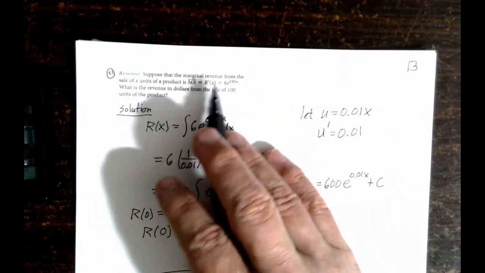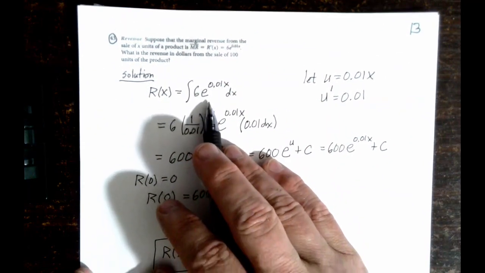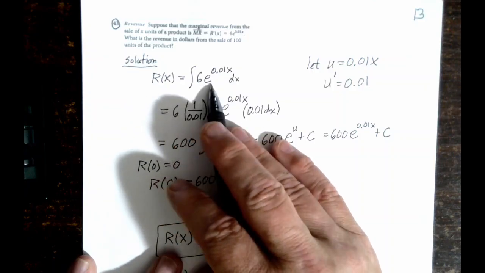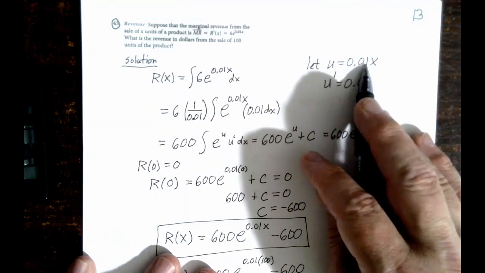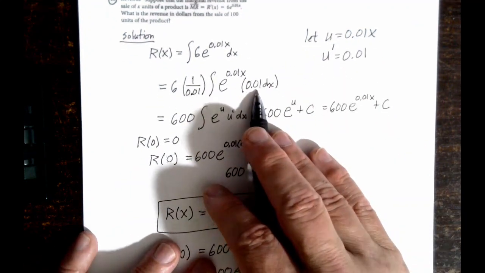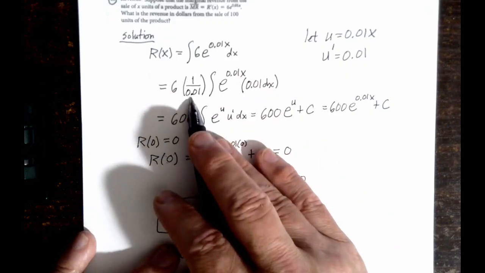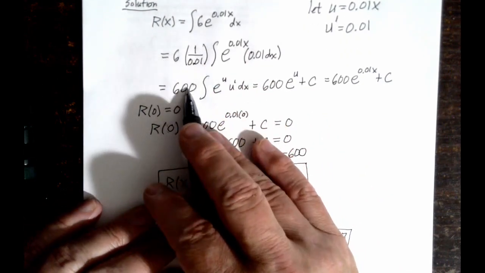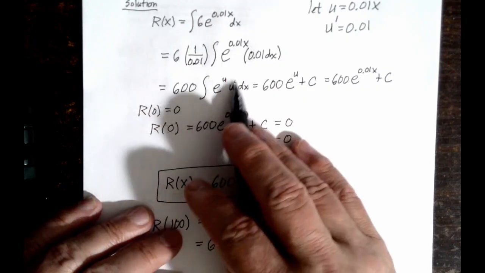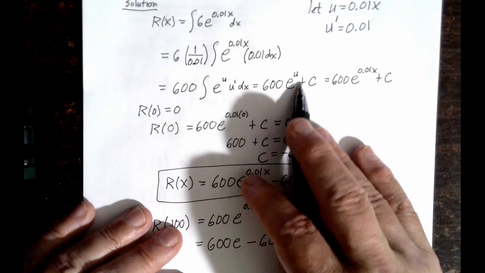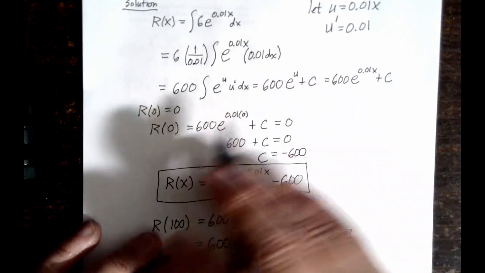43, they give you the derivative and ask you for the original function, so that's integration. So you bring the 6 out front, you let the exponent be your u, so you need a 0.01 in there. So when you put a 0.01 in there, you put a 1 over 0.01 outside. So when you multiply 6 times 1 over 0.01, you get 600, and that's e to the u, u prime dx, which is just e to the u plus c times 600.